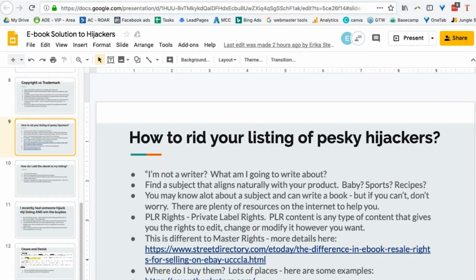But there are places that you can buy quite cheap private label rights. So PLR is content that gives you the rights to edit, change, or modify however you want. You don't have to spend weeks and weeks writing your own ebook. So master rights are different to PLR rights. Make sure that you're buying PLR rights. There's an explanation there in that link you can go to later. But there's lots of places you can buy it. You can get one for $1, you can get one for 25, or you could get somebody on Upwork to write one for you. So there's some links there.